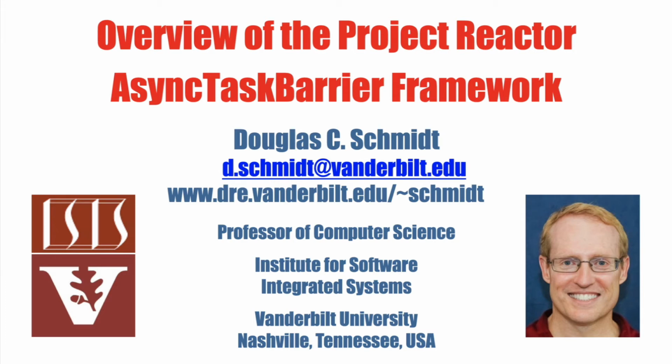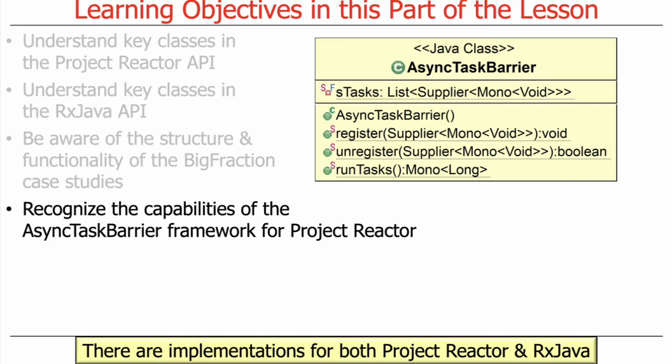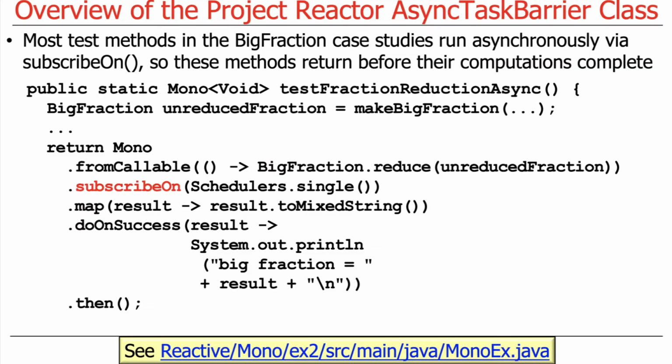So the final discussion we're going to have today is going to introduce you to a really cool helper class that I wrote called the AsyncTaskBarrier, which is a framework that's useful for demonstrating how asynchronous processing works in Project Reactor. So we're going to show how the AsyncTaskBarrier framework can be used for Project Reactor. There are implementations for RxJava as well that are slightly different because the APIs are slightly different.